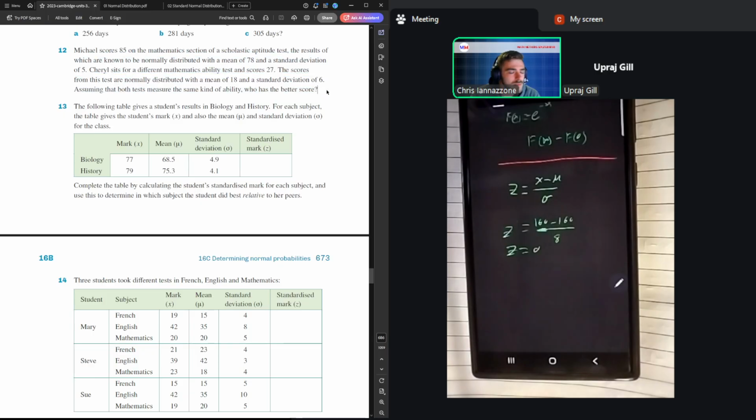What do you think you do to go about that? You want to compare the standard deviations, and then whichever one has more would have the better score, because they're further away from the mean. Yeah, that's good. So it wasn't just comparing, this is a standard deviation of 6, this is a 5. It's more so, okay, how many 5s is this from the mean? How many 6s is this from the mean? Yeah, that's exactly what you're doing.